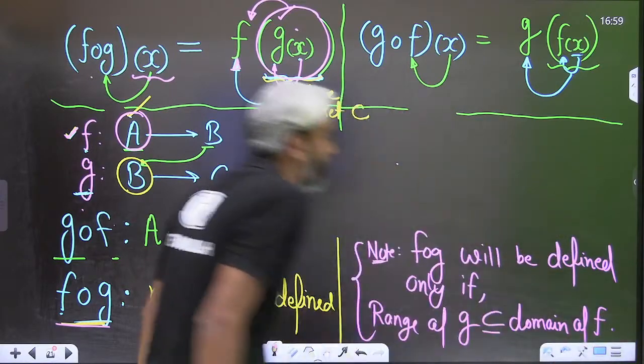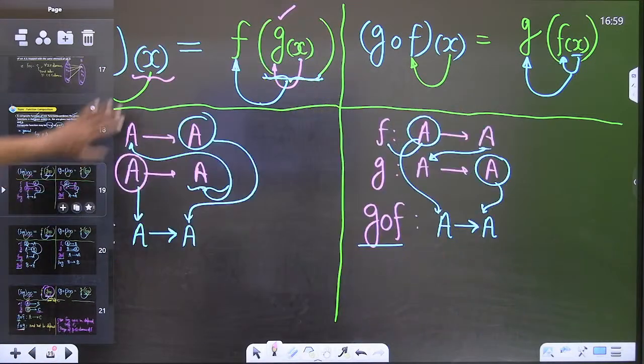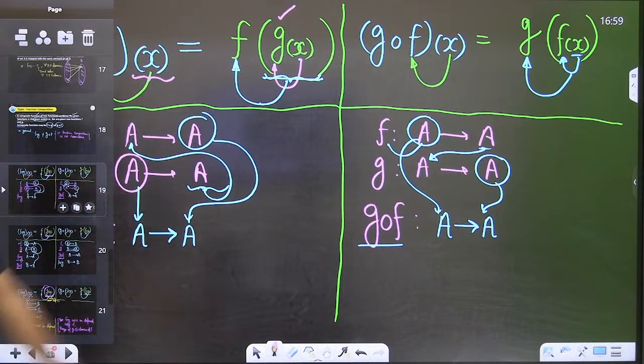Is it clear to everybody? I do understand that the first two cases were very easy. If f is a function from A to A and g is a function from A to A, then both f of g and g of f will be defined from A to A.